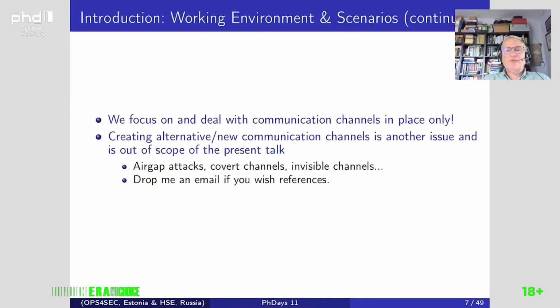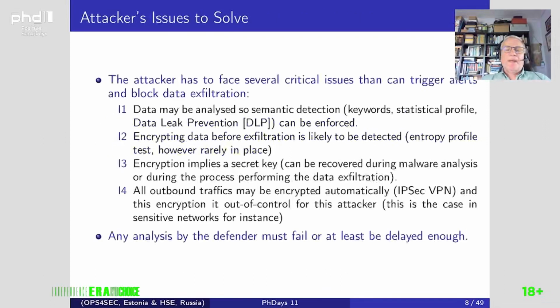Another constraint is to consider the communication channel in place. We do not create new communication channels or covert channels such as in air-gap attacks. But if you want more information about this kind of attacks, you can drop me an email. From the attacker's perspective, he has several critical issues to consider. These issues relate to the capability of the defender to detect something, trigger an alert, and of course, to block data exfiltration.